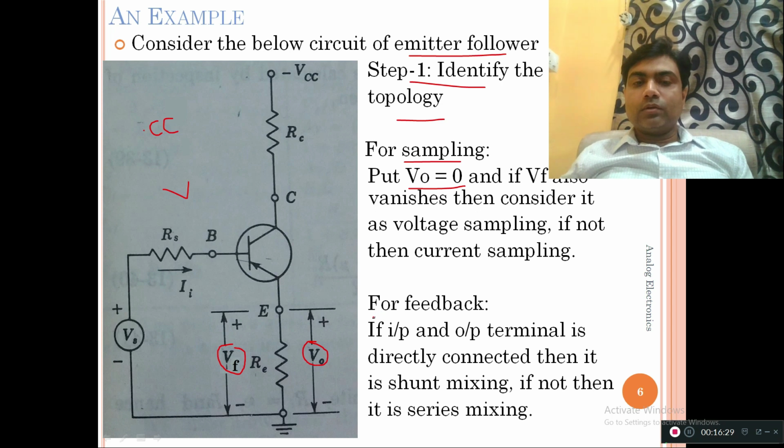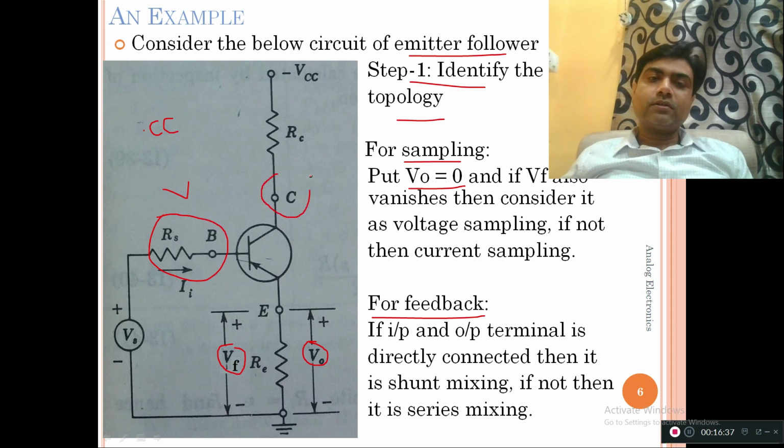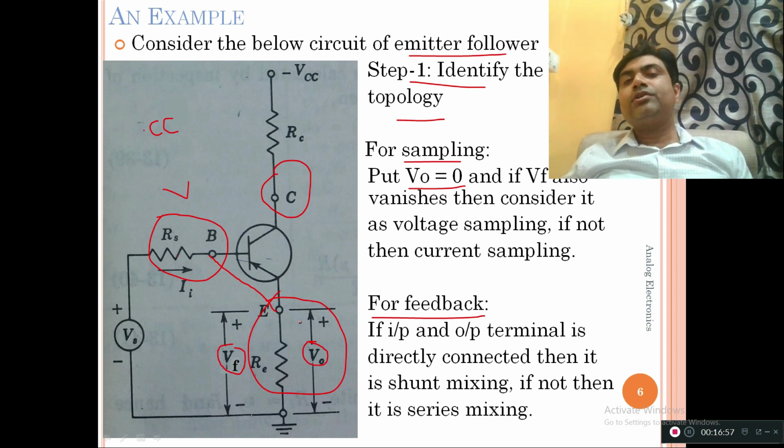Okay, and now when I am talking about the feedback, see, this is my input terminal, which is the base, and this is my output terminal, which is the emitter. Now I cannot see any direct connection between this base and this emitter. Can you identify any direct connection of feedback between this base and emitter? Certainly not. So whenever there is an indirect connection between the input and output terminal of this circuit, then you can easily say that the mixing is done in the series form.